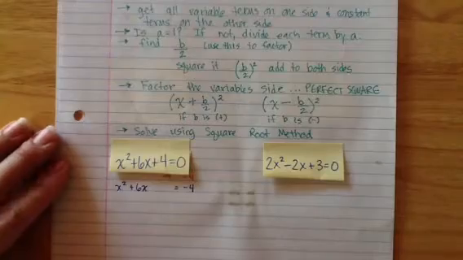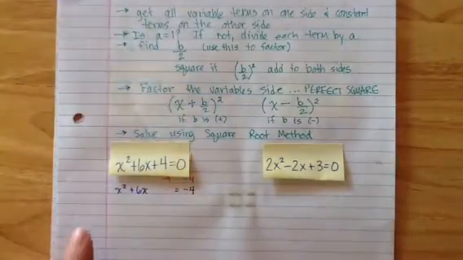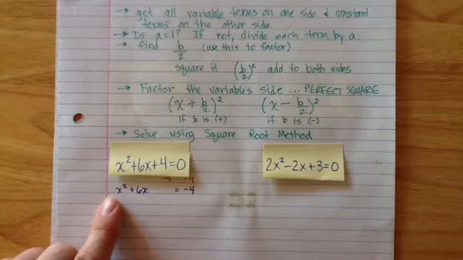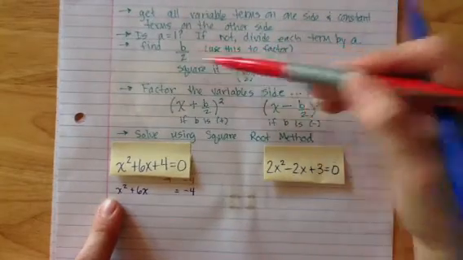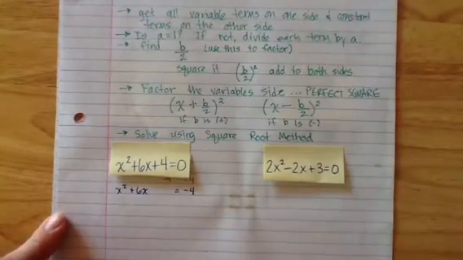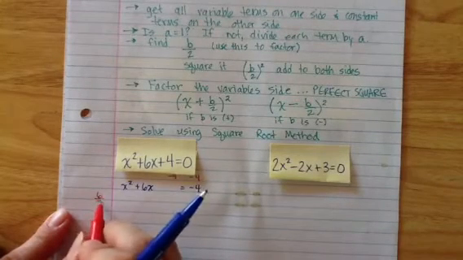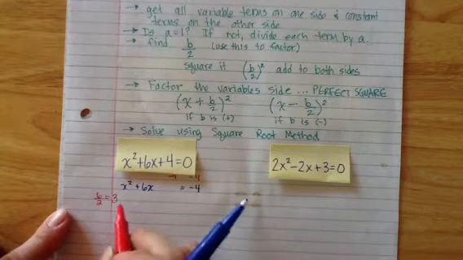Next I want to see if a is equal to 1. A is the coefficient in front of the x squared, and it is 1, so I can go on to the next step, which is to find b divided by 2, which I'm going to use to factor. So I take b, which is 6, so 6 divided by 2 is 3. This is the number I will use to factor.